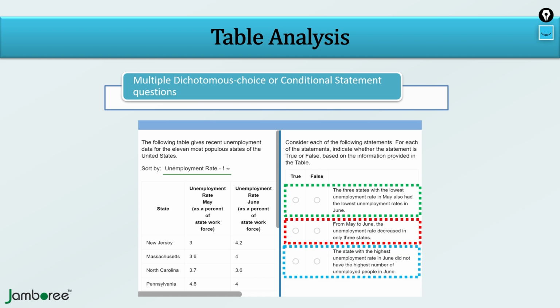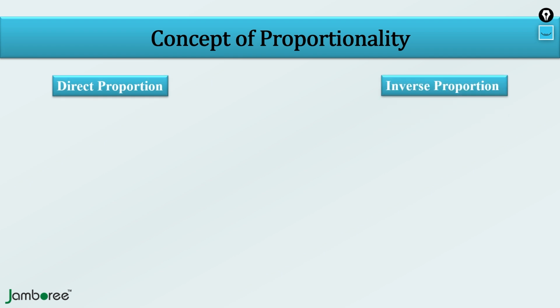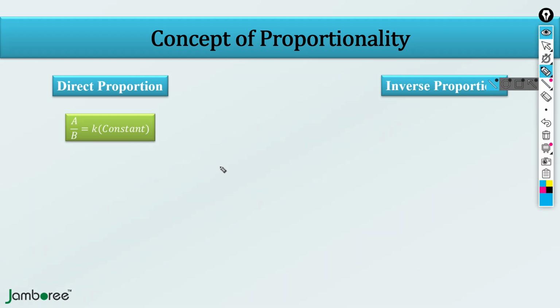Now one concept that is generally tested in table analysis is the concept of proportionality. So let's do a quick recap of the concept of proportionality. There are two types of proportion: direct proportion and inverse proportion. Two terms are said to be in direct proportion if the ratio is constant. For example, on your screen, A and B are in direct proportion because their ratio is constant. This means when A increases, to keep the ratio constant, B must also increase. On the other hand, if A decreases, B should also decrease. Hence, A and B are in direct proportion.